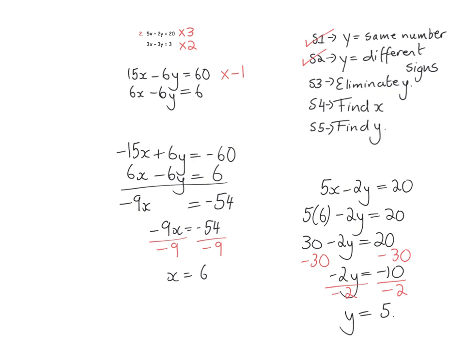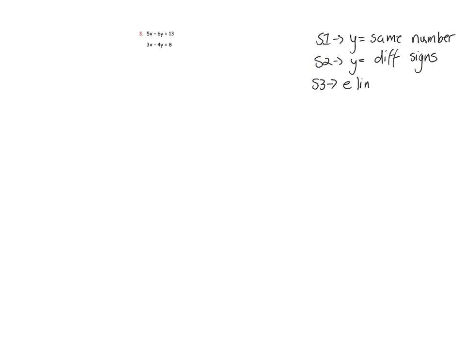So the two answers we get for this equation then, x is equal to 6 and y is equal to 5. Example 3 here is very similar to the last one. Again, we're dealing with a simultaneous equation, so I'm going to do out the steps really quick. Step 1, the y has to be the same number. Step 2, we have to have y with different signs. Step 3, we have to eliminate y. Step 4, we can find x. And step 5, we can find y.